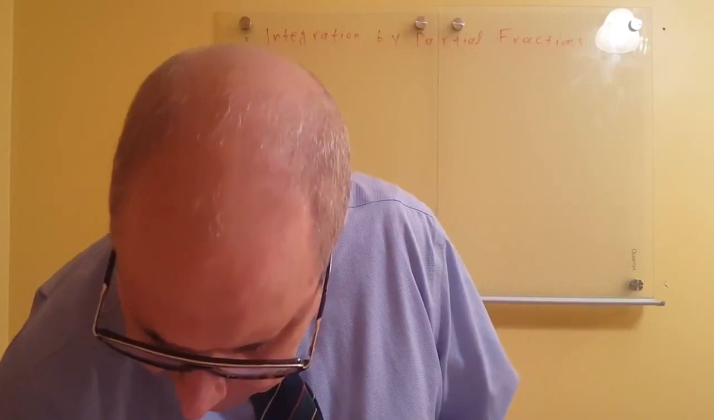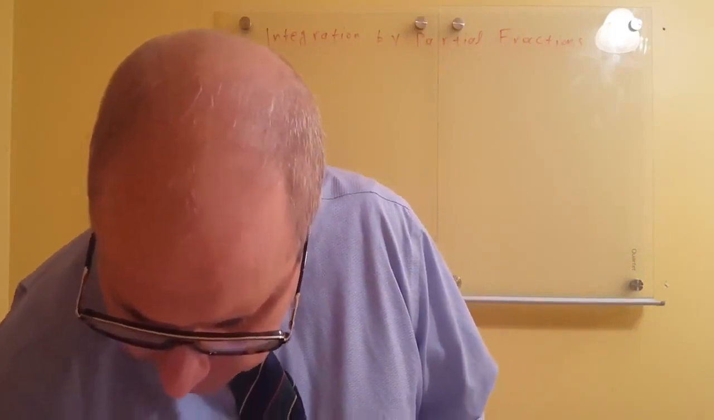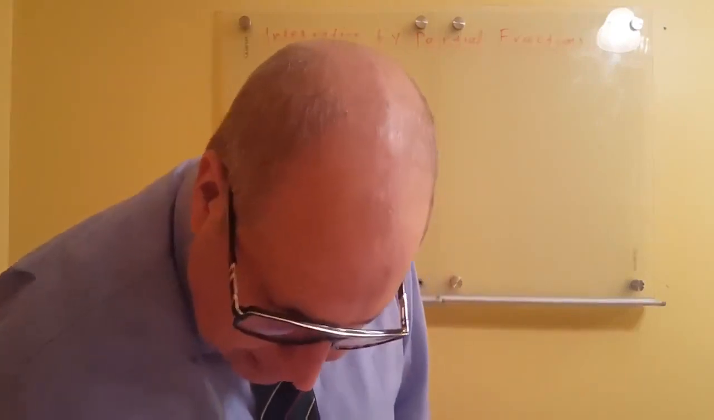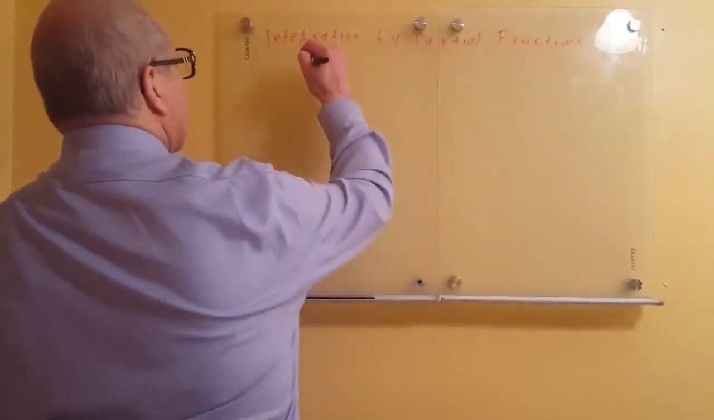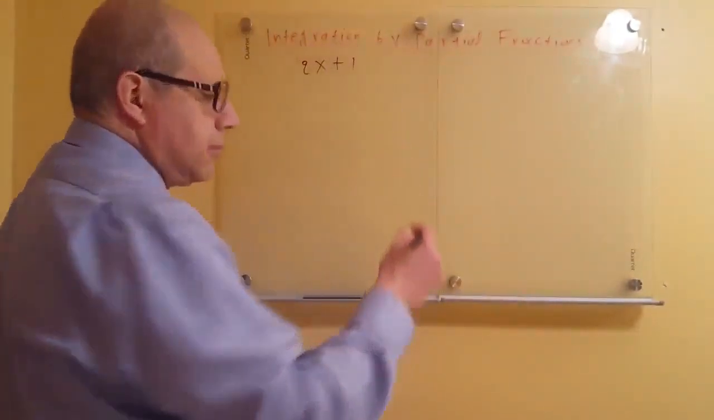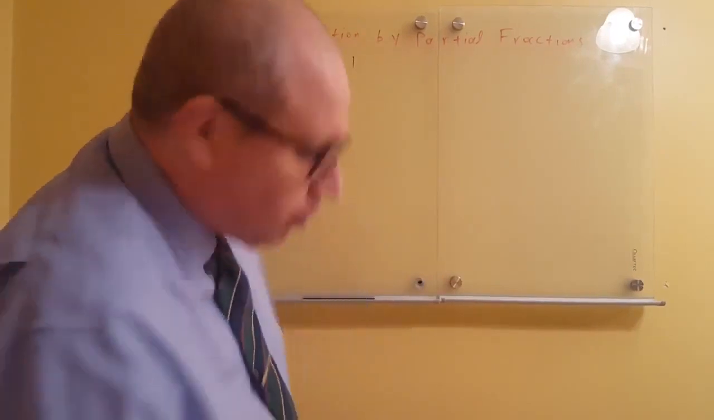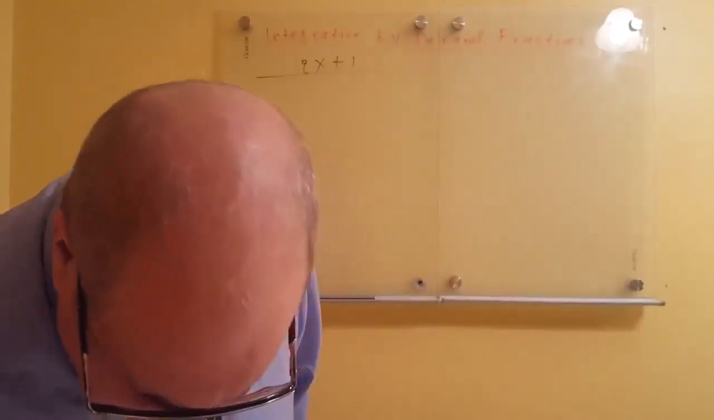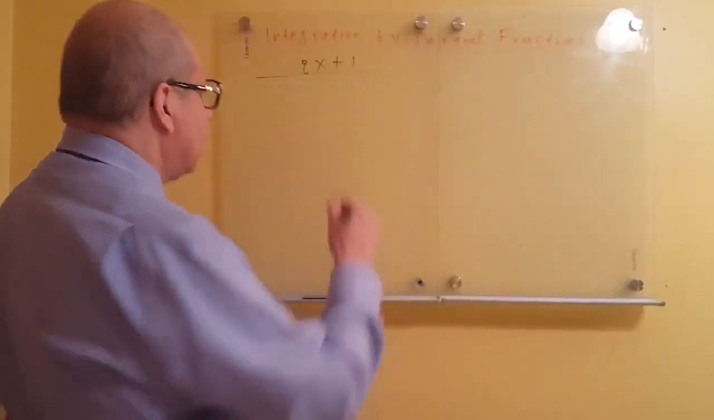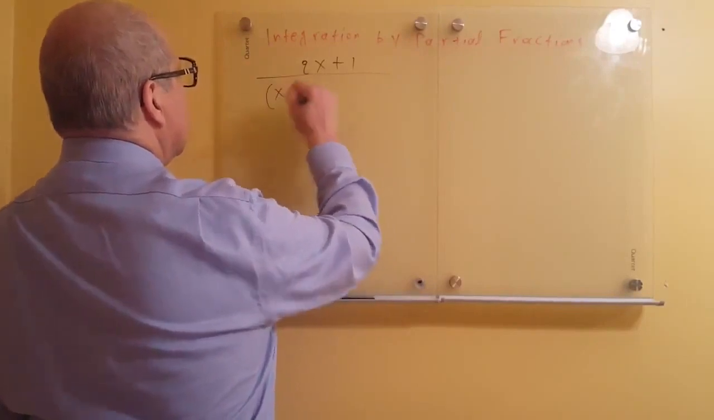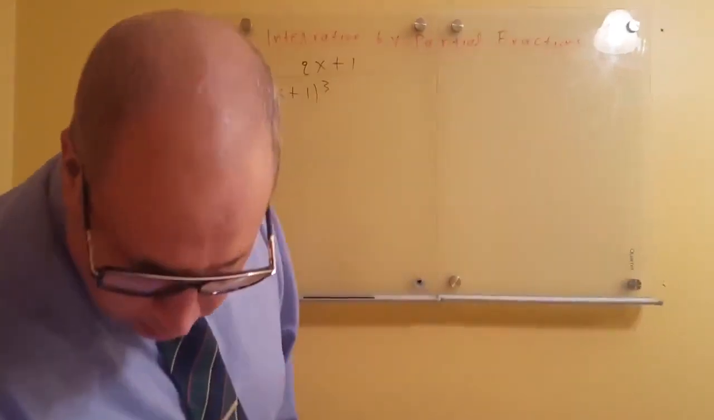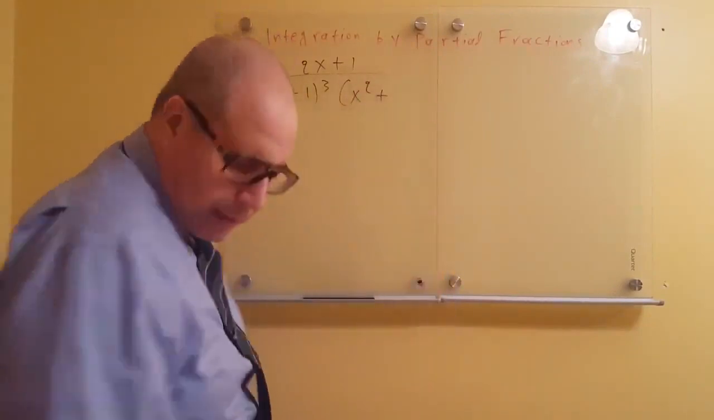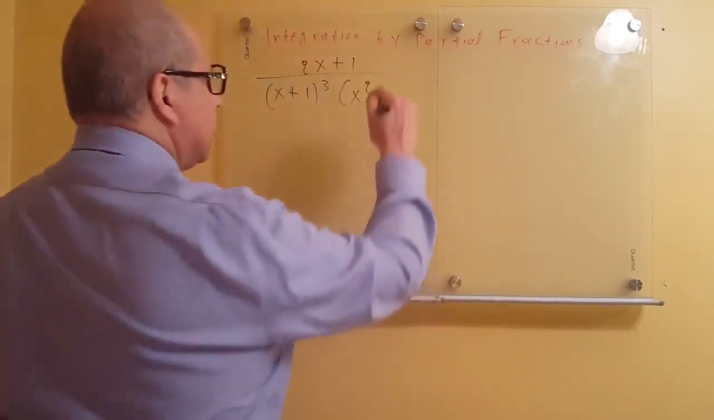Let's do one which is as complicated as it can be. Let's find the integral of 2x plus 1 over x plus 1 to the third, times x squared plus 4 squared.